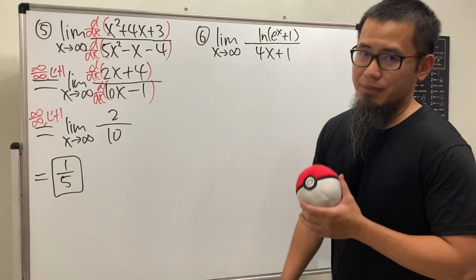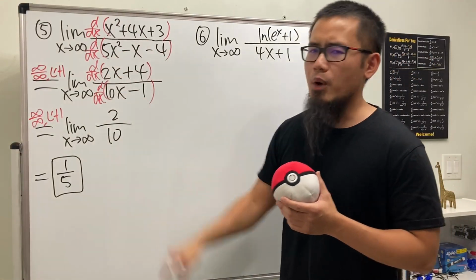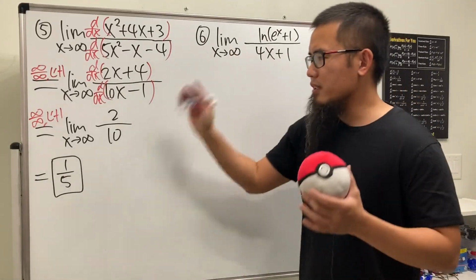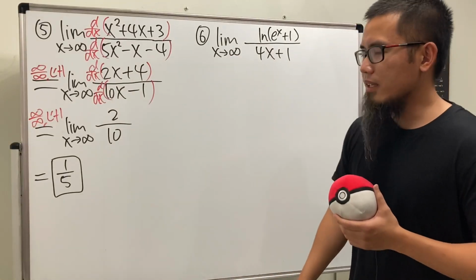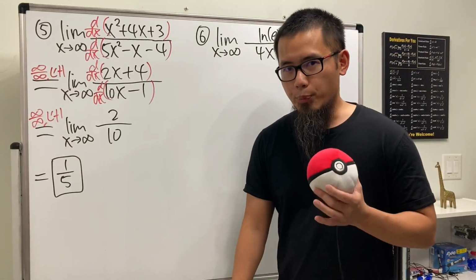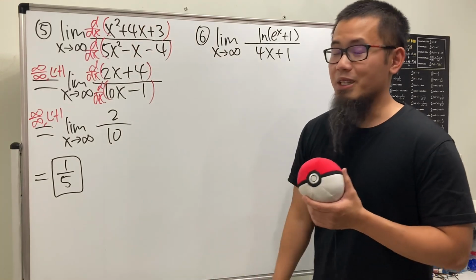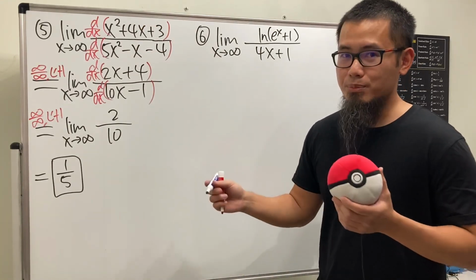But imagine if this was x to the 10th power and then 5x to the 10th power, do we really want to differentiate this like 10 times? I don't think I want to do that. So let's do the pre-calculus way. Whenever we have a rational function like this, just go ahead and do it this way. It's much better, right?